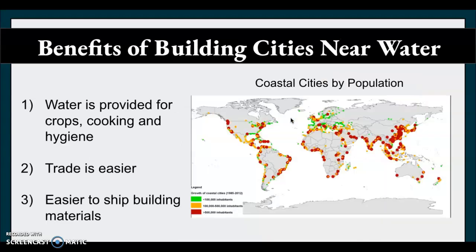And benefits of building cities near water. Water is amazing, right? It's really the source of life. Water is provided for crops, cooking, and for hygiene. Trade is a whole lot easier. Remember, these are transportation corridors. Also, with it being a transportation corridor, it's a lot easier to ship the building materials. So when you think of major cities and industry, with water, it's just so much easier to ship those supplies.